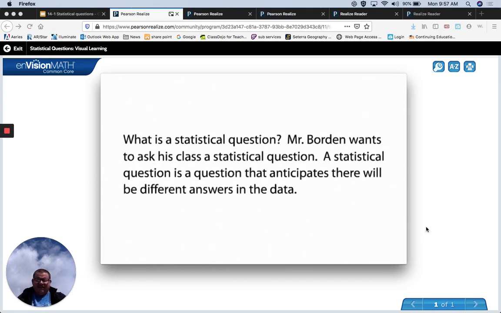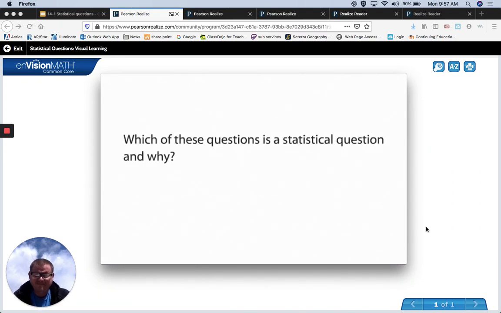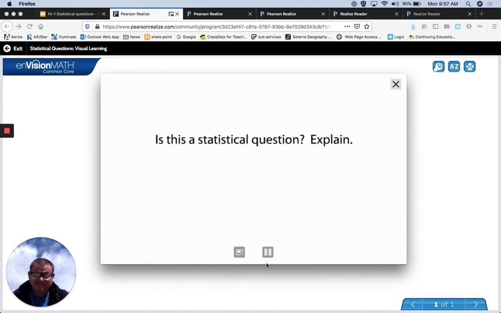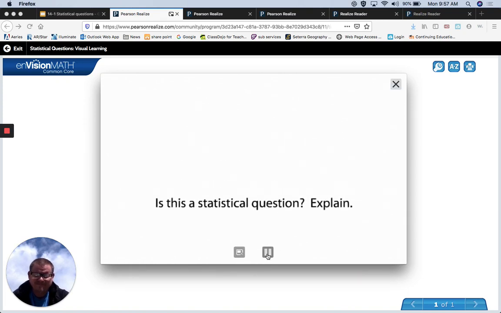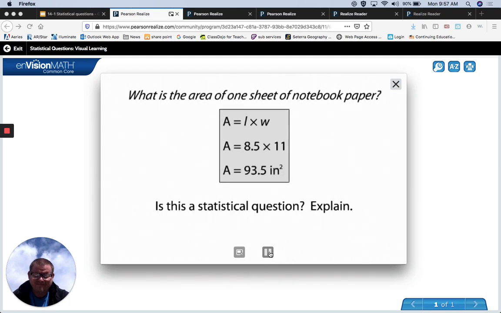What is a statistical question? Mr. Borden wants to ask his class a statistical question. A statistical question is a question that anticipates there will be different answers in the data. Which of these questions is a statistical question and why? Is this a statistical question? Explain. What is the area of one sheet of notebook paper?